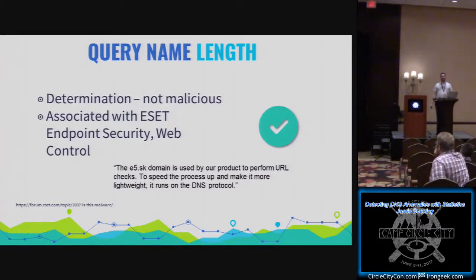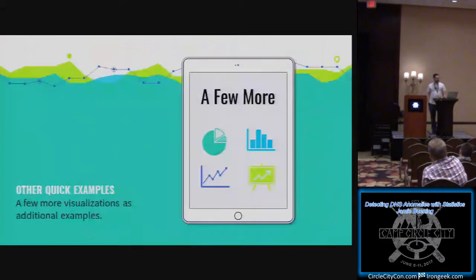It turns out to be associated with ESET endpoint security and their web control. And there's a quote there from the URL on the page where somebody came forward and verified, yeah, this is how this web control works. When the endpoint tries to go to one of these sites, it uses DNS to determine if it's an okay site or a bad site.